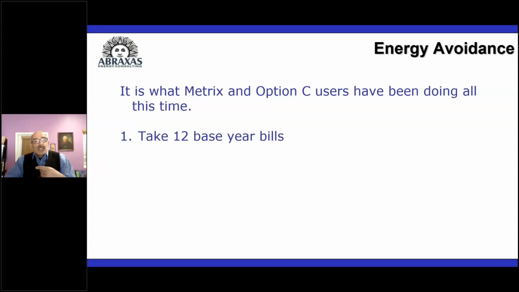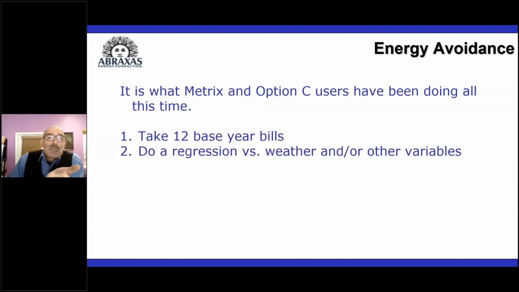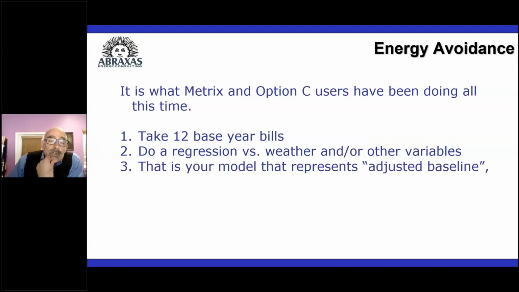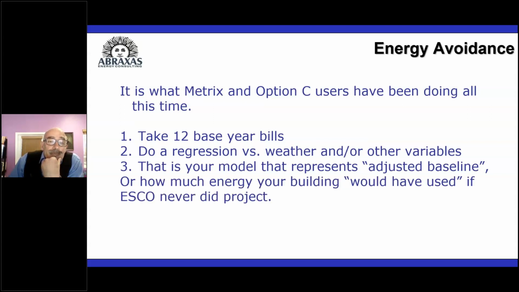And basically all it is, you take 12 months of bills and do a regression versus weather or other variables. And that's a model, and it represents what we call the baseline or adjusted baseline, depending how you want to term it. And that model represents how much energy your building would have used if the ESCO never did the project. Okay, hope that makes sense.